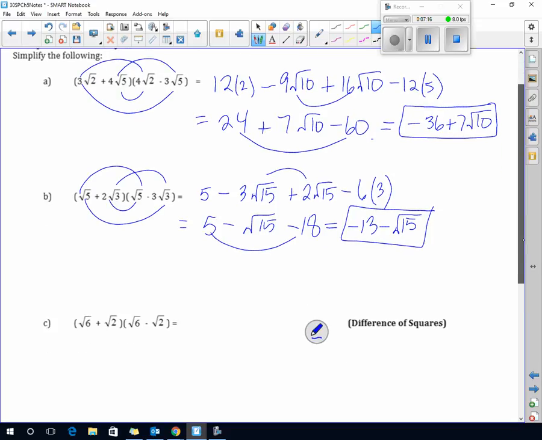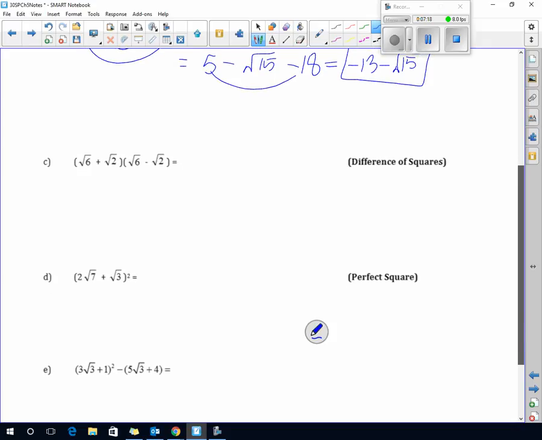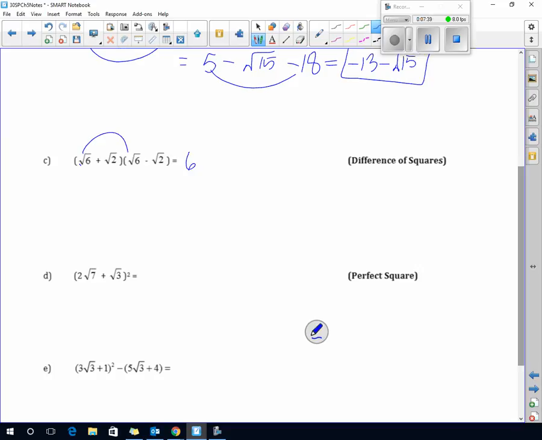What's a property when I multiply FOIL with difference in squares? The two middle terms will cancel, yes. So root 6 times 6 is 6. Outer, just for fun, I'll show you. Minus root 12. Plus root 12, does everybody see those two will cancel? That's the nice thing about difference of squares. And then last I'll get minus 2. So what do I get as my final answer? 4. Isn't that nice?